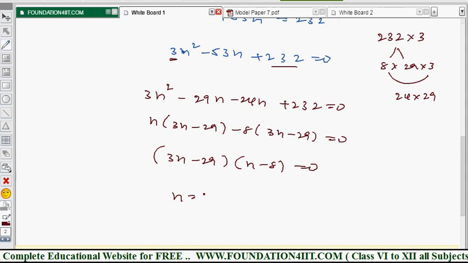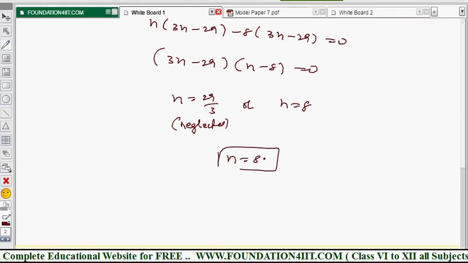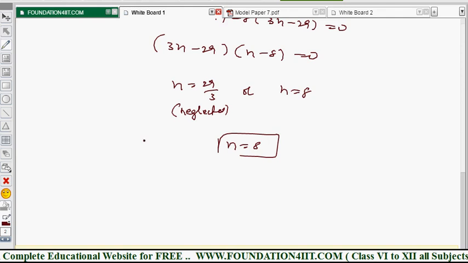From this, n is equal to 29 by 3 or n is equal to 8. So the number of terms should be a natural number, so the fraction is neglected. This is the neglected one. Then n is equal to 8. So the number of terms is 8 now. Then we can find out: S8, the sum of 8 terms, is 116.